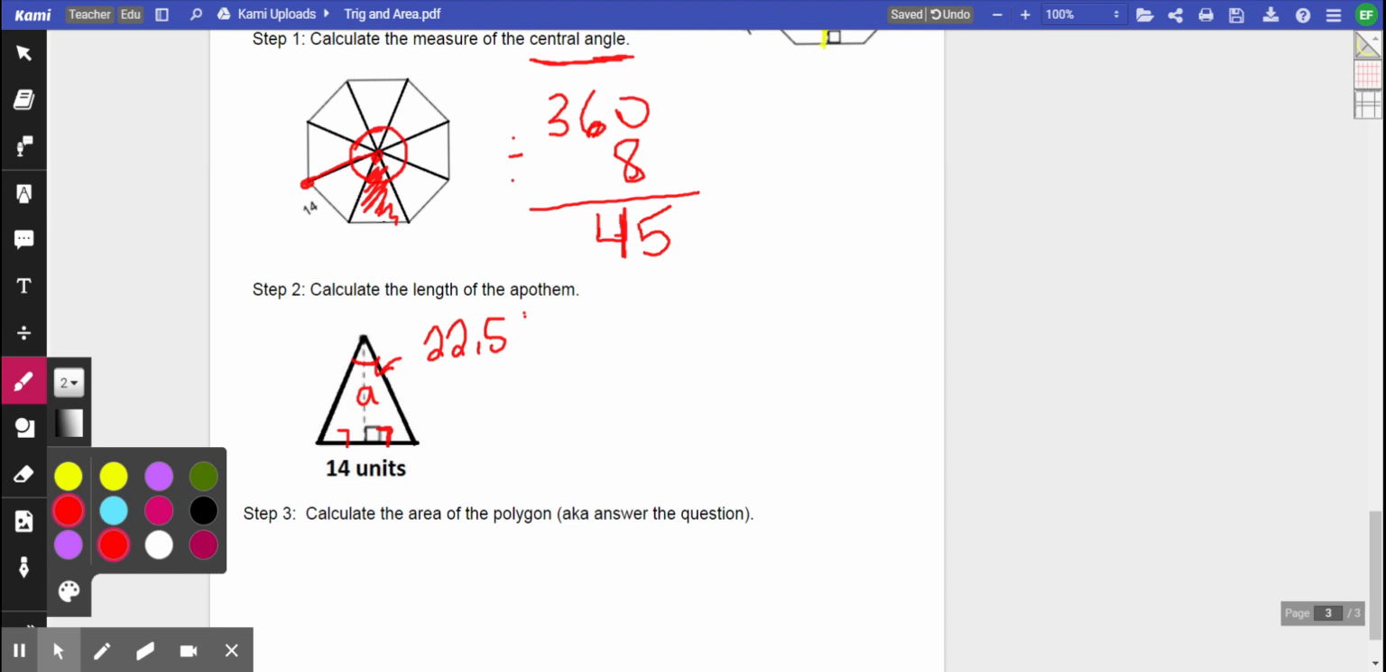The tangent ratio will help us here because the tangent of the 22.5 degrees will be equal to our opposite side over our apothem. So let's go ahead and plug that into our calculators. And we will figure out that our apothem here is approximately 16.9 units.